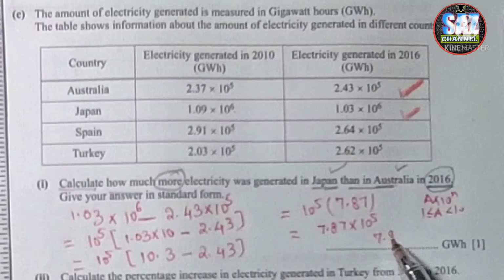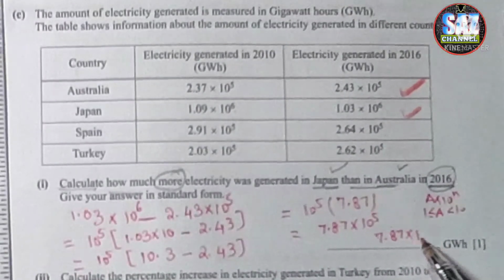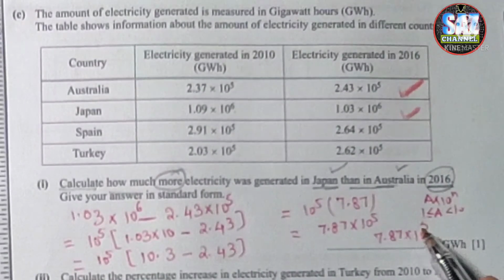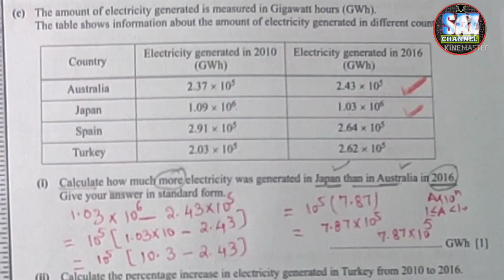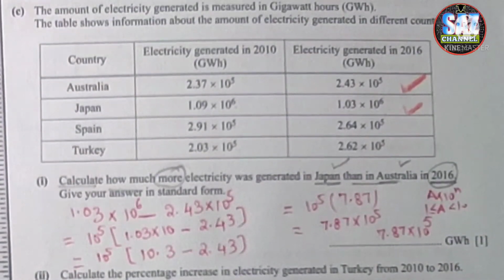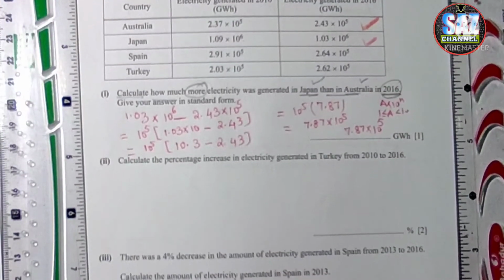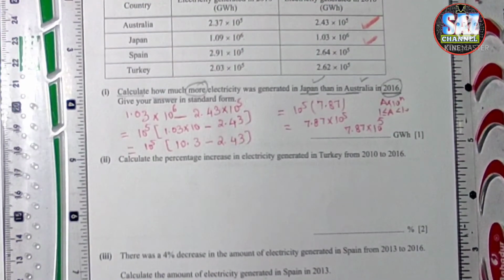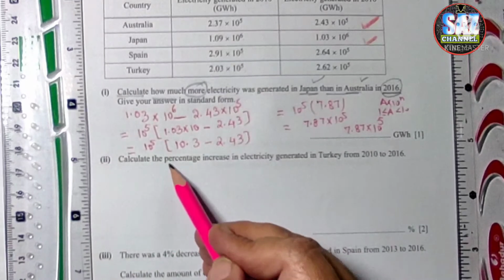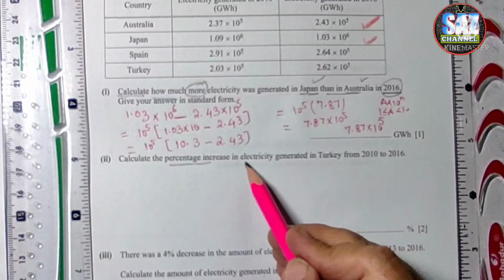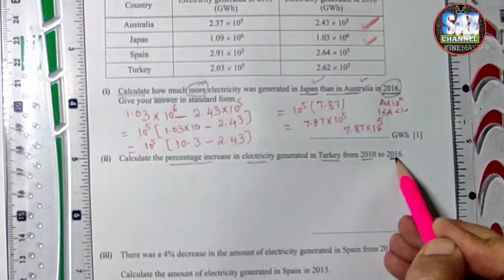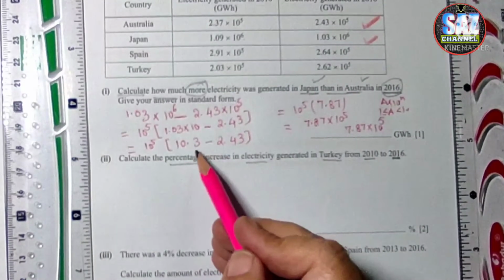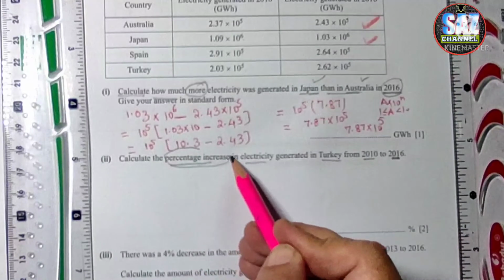Here you just have the idea of how to write the number in standard form and what is the meaning of the term "how much more". Moving to the second part, it says: calculate the percentage increase in the electricity generated in Turkey from 2010 to 2016. Okay, we have to find the percentage increase.